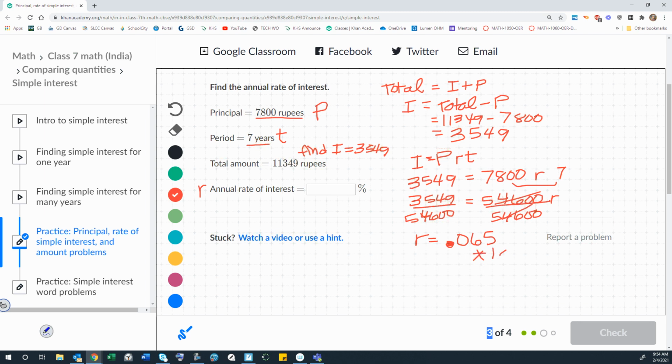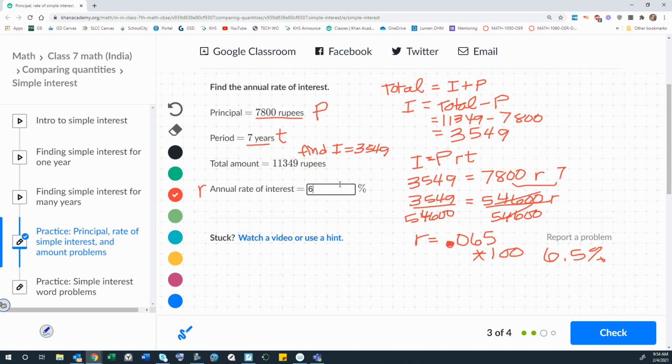So now if you want to change that to a percent, you need to multiply by 100. And so that will be 6.5%. So that's what I'm going to type in my box. Check my answer. Ta-da.